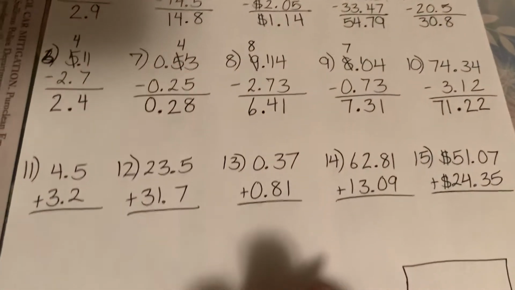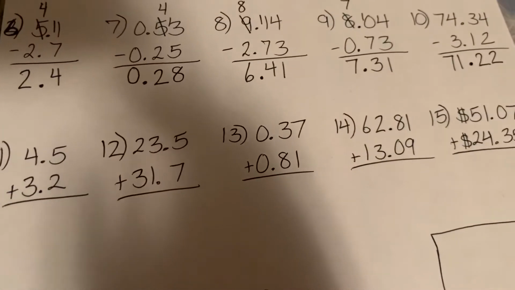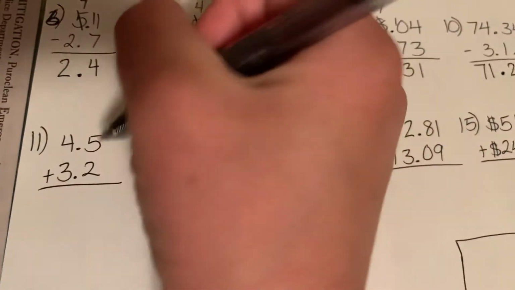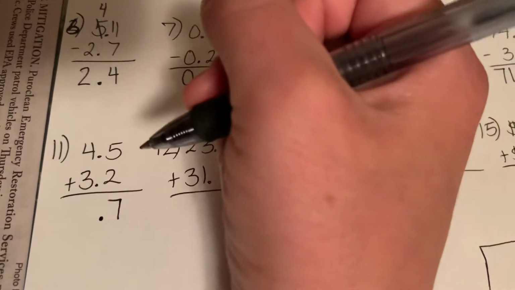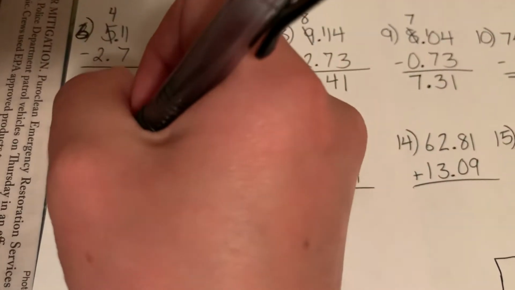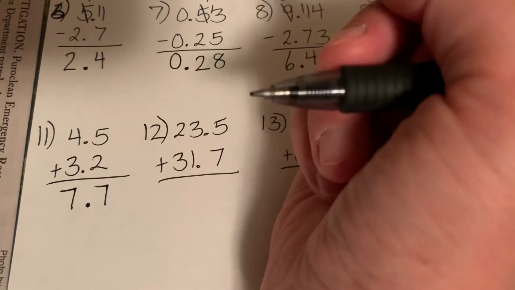Number 11, 4.5 plus 3.2. So we're going to practice the adding again. 5 plus 2 is 7. Bring down your decimal. 4 plus 3 is 7 as well. So the answer is 7.7 or 7 7/10.